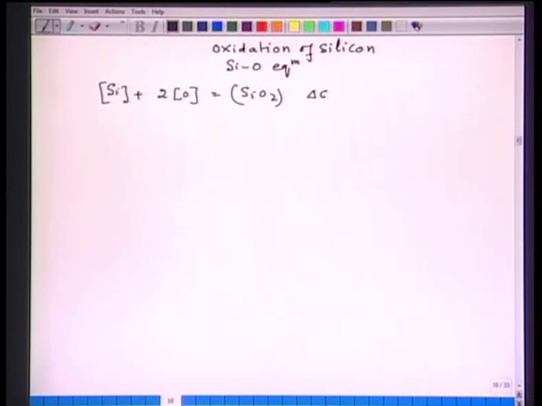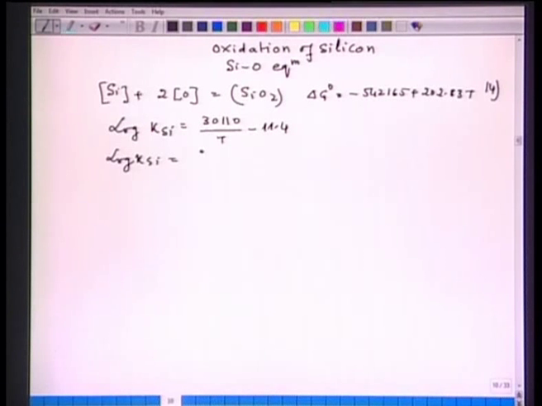Delta G naught, the value is minus 542165 plus 202.83 T. Now, this is equation number 14. Now, remember this reaction is highly exothermic in nature. Now, about log of K silicon, that is equal to 30,110 upon T minus 11.4.